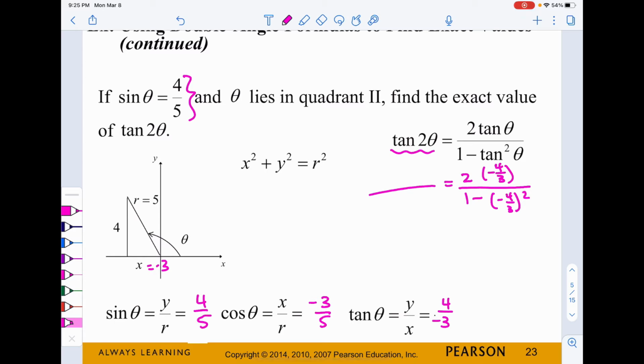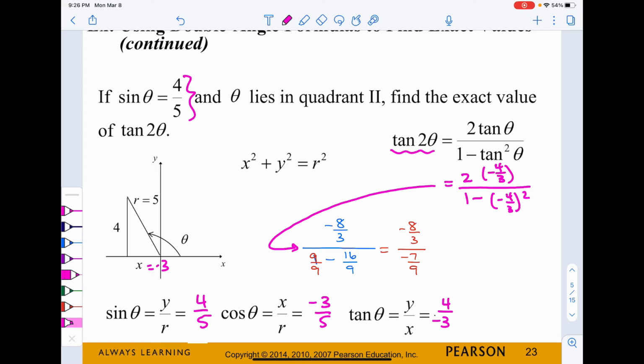We have a little bit of work to do, so I'm going to come over here and use this space a little bit. If I have 2 times -4/3, that's going to give us -8/3. On the bottom, I have 1 minus -4/3 squared, which gives me 16/9. Now, if I'm taking 1 and taking away 16/9, I would need a common denominator. So instead of 1 minus, I'm going to call that 9/9 minus 16/9, and we end up with -7/9. And we have that -8/3 being divided by that -7/9.